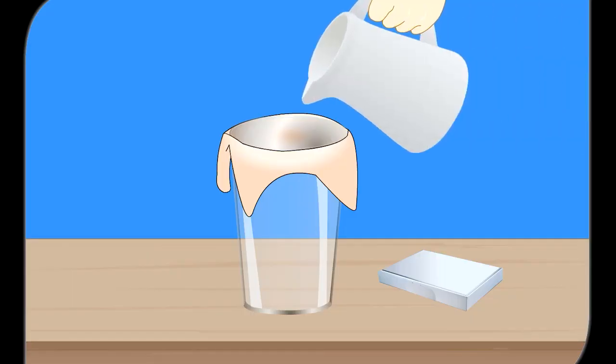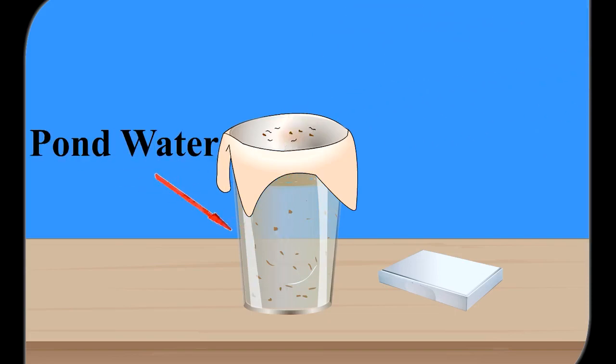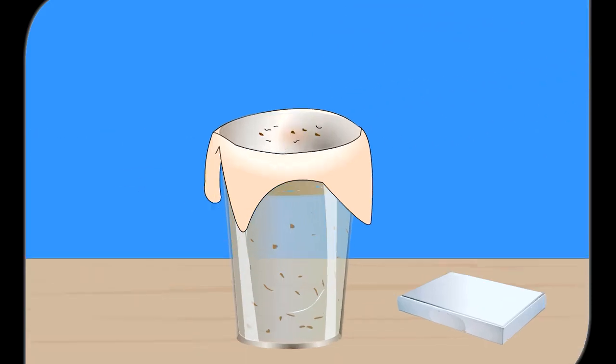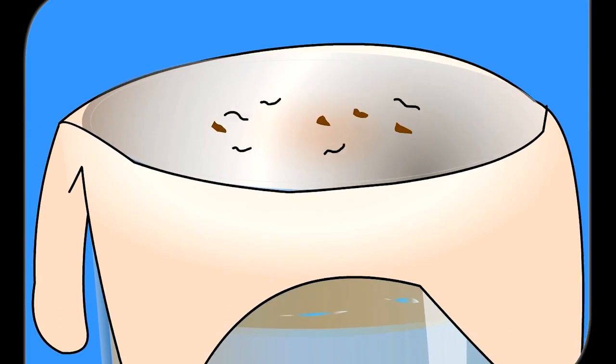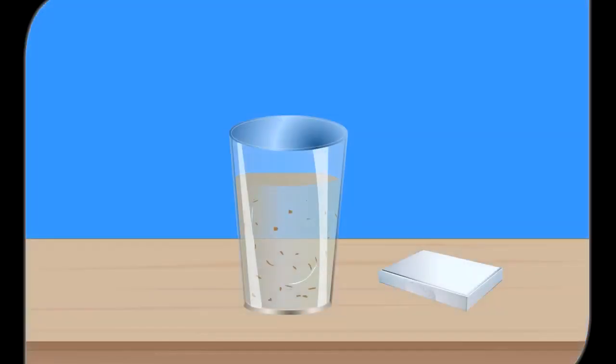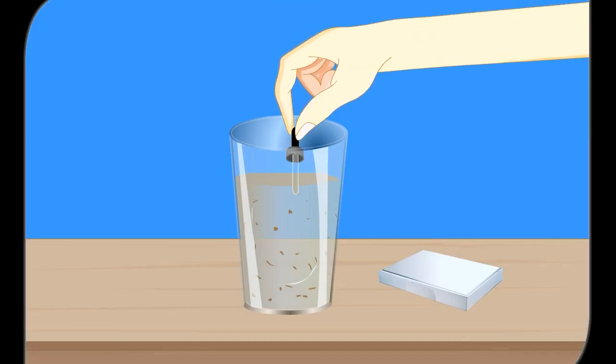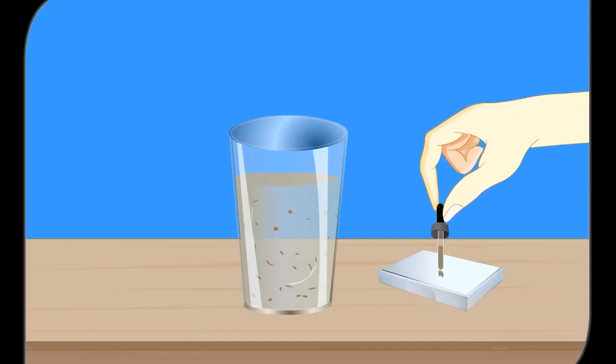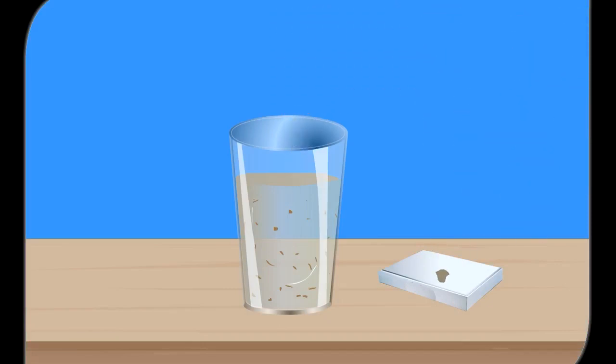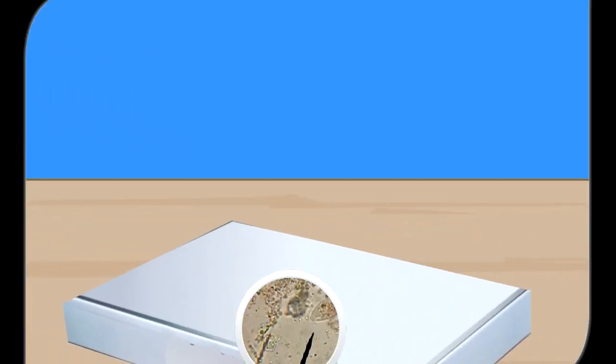Take some pond water in a beaker, filter it through a filter paper. You will find some soil and small organisms sitting on the cloth. Put a drop of the filtered water on a clean glass slide with the help of a dropper. Observe the slide under a microscope. You will see many minute organisms floating in the water.